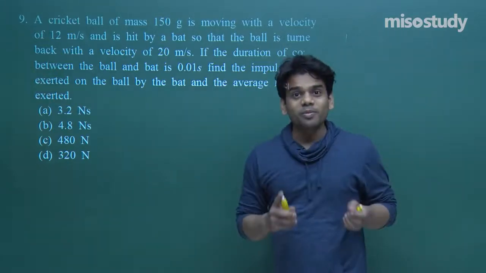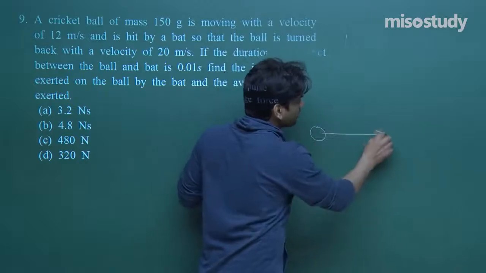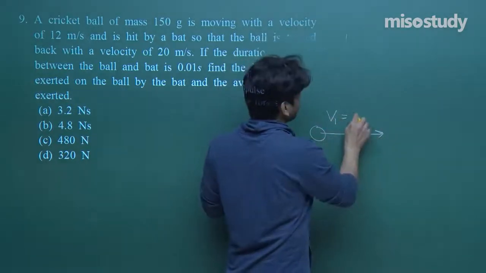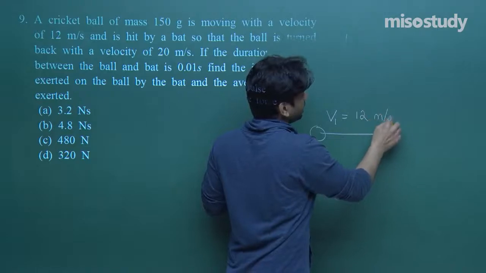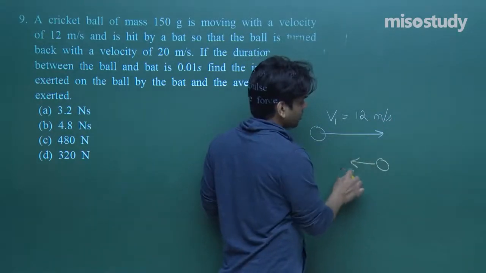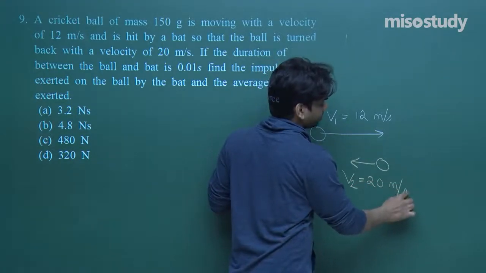I believe that you must be remembering the concept of impulse. The ball was coming along this direction. This is the initial velocity that is given as 12 meter per second. It has been hit by the bat, and as the bat strikes, it again starts moving with the final velocity that is given as 20 meter per second.